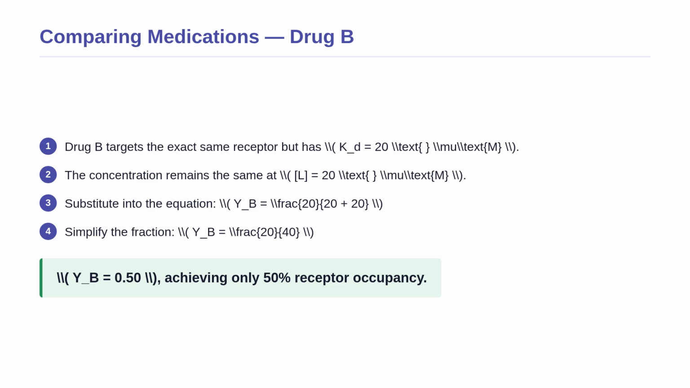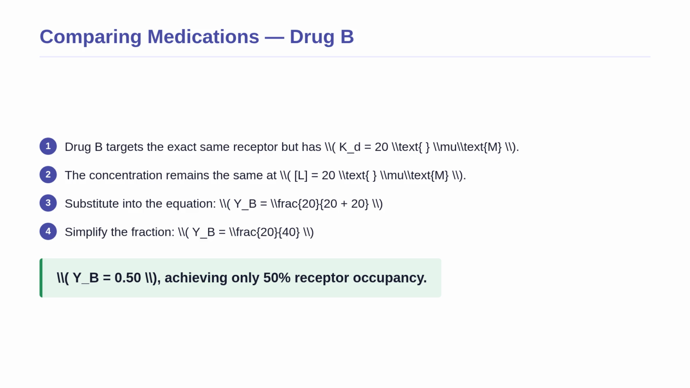Now, let us evaluate the second medication to see how it compares. Drug B targets the exact same receptor and is given at the exact same concentration of 20 micromolar. However, drug B has a higher dissociation constant of 20 micromolar, indicating a looser fit. We substitute 20 for the concentration and 20 for the dissociation constant in the denominator. Adding the denominator values gives us 20 divided by 40. This simple division yields 0.50.